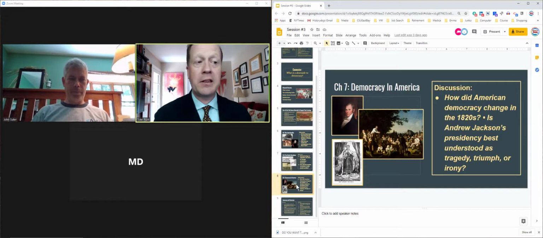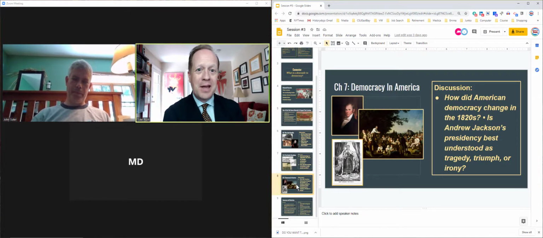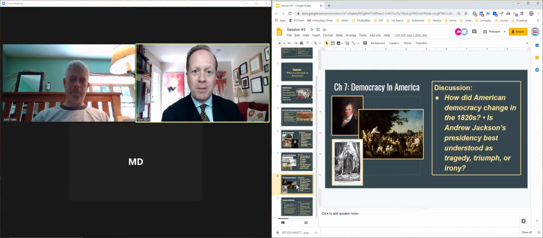This should be chapter 9. I think the slide is mislabeled. Excuse me. It should be chapter 9, but the title is correct. It's Democracy in America. And I chose a picture of Henry Clay and Andrew Jackson, King Andrew, as they called him, and then a picture of a political meeting showing the participation in democracy that was expanding in the 1820s.